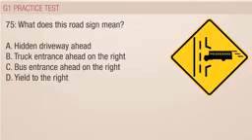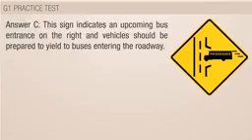Question 75. What does this road sign mean? A. Hidden driveway ahead. B. Truck entrance ahead on the right. C. Bus entrance ahead on the right. D. Yield to the right. Answer C. The sign indicates an upcoming bus entrance on the right and vehicles should be prepared to yield to buses entering the roadway.